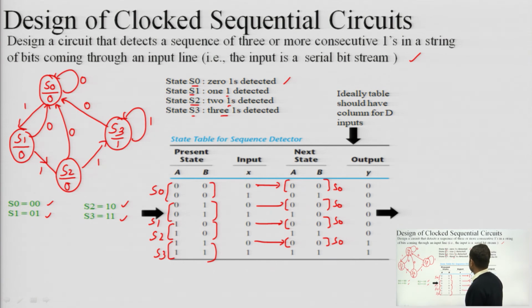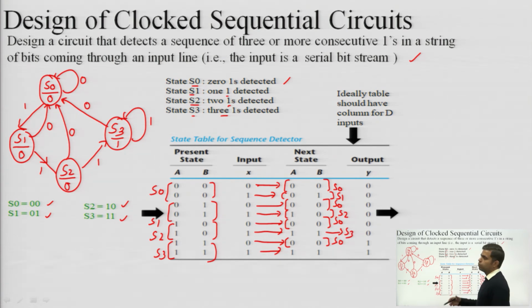Okay. And if input is 1, then we are moving one step further. That means S0 to S1, S1 to S2, S2 to S3. So you can check that for x is equal to 1, we are moving from S0 to S1, then from S1 to S2, and from S2 to S3, and from S3 if more ones are coming, then I will remain in S3 as mentioned by the state diagram. And it is only S3 in which I am getting output 1.